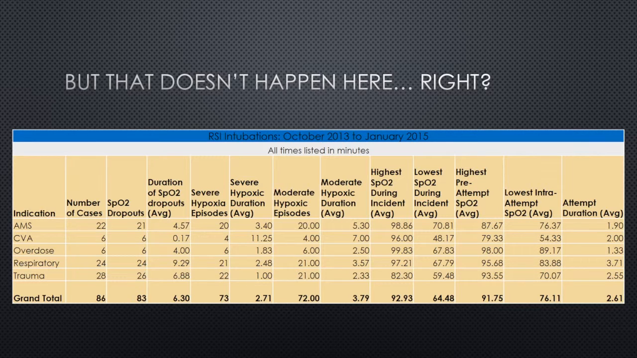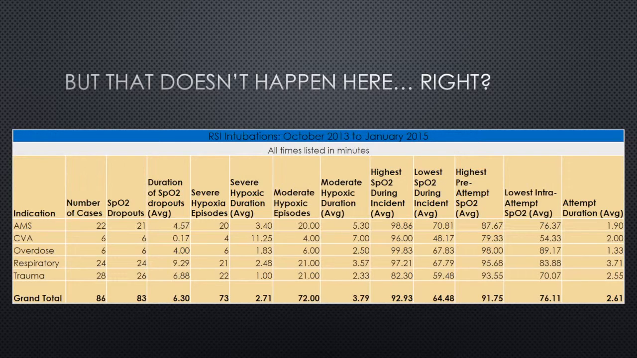When we look overall, the highest saturation anywhere during the call, so this could have been before intubation, after intubation, was 93%. The lowest was 65%. So we're seeing some pretty hypoxic patients. What was the SAT right before we began intubation? 91, 92%. Now you'll notice in our CVA patients, the SAT was never above 90. In our altered mental status patients, the SAT was never above 90.